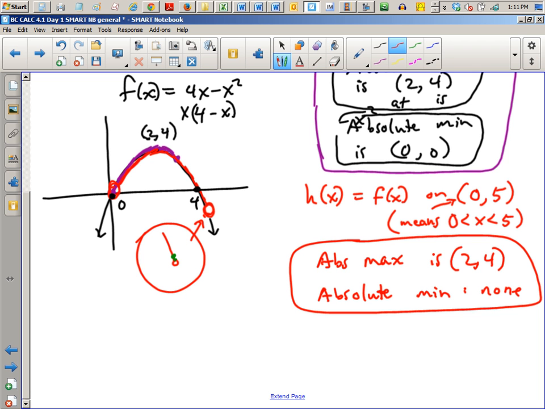So you can see why I had to put this on here. This is just a special case. If what appears to be the lowest point on a graph is an open circle, then we actually don't have a lowest point. Same thing is true for a maximum. If the highest point on your graph is open, then there's no absolute max. Okay?